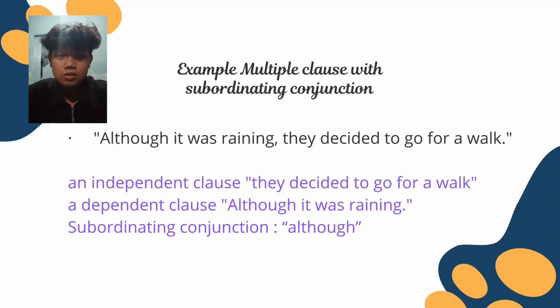The dependent clause, although it was raining, provides additional information about the circumstances under which they made their decision. The subordinating conjunction although introduces the dependent clause that indicates the relationship of contrast between the rainy weather and their decision to go for a walk.